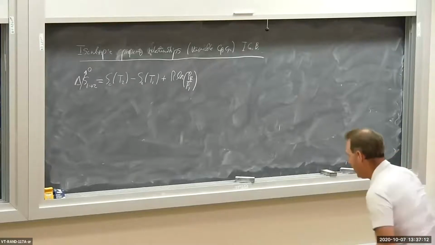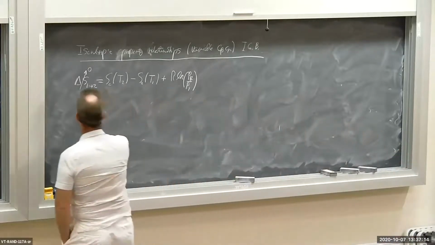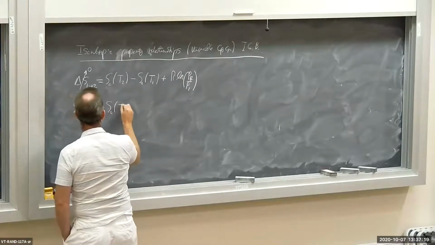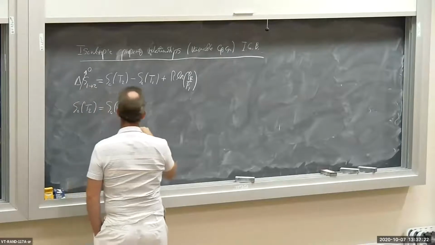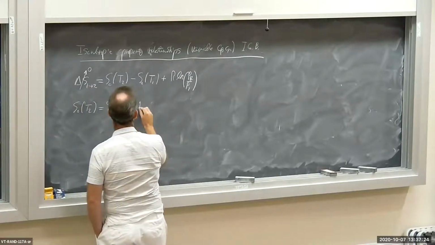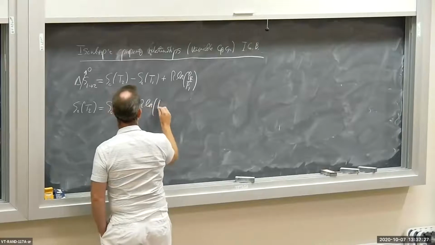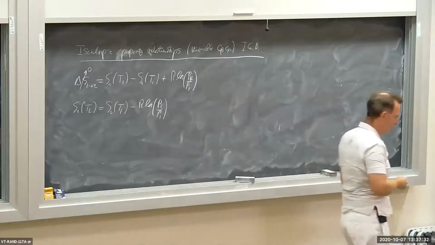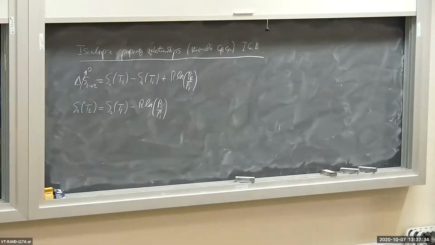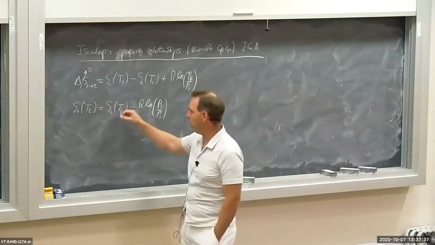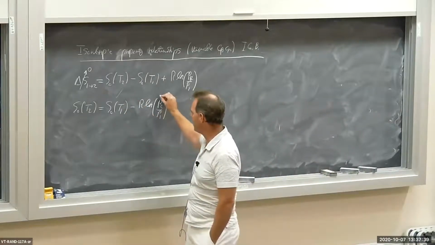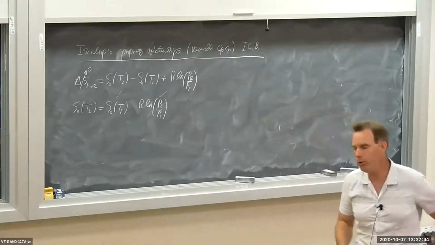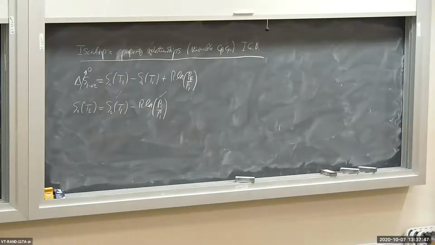So I could do the following. I could say s naught at T2 is equal to s naught at T1 minus R ln P2 over P1. I could do that. And if I knew T1, I could get s naught at T1, and I know the pressures, so I can calculate this term. So I can get s naught at T2. Okay, I could do this, all right?